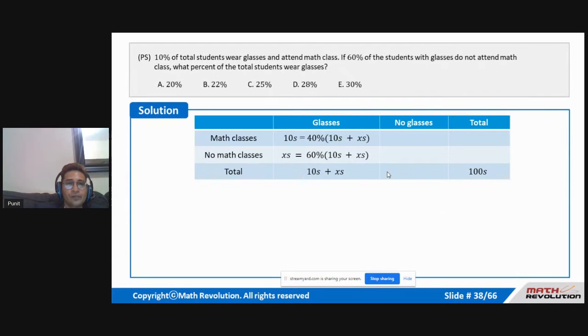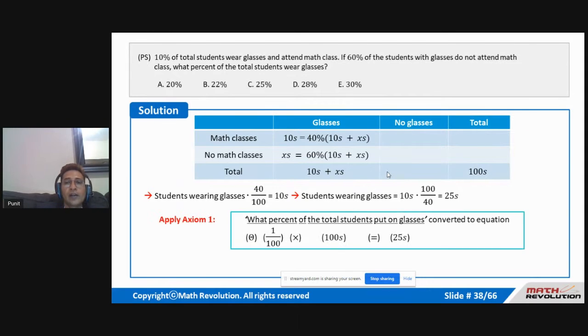Okay. So this is how the complementary table looks to us. We have a math class, we have no math class, we have glasses, we have no glasses. We got the values for math class and no math class. We got the values for total. Total were 100 students already. So students wearing glasses are 40 over 100. That is equal to 10S. Students wearing glasses are 10S times 100 over 40. That becomes 25S.